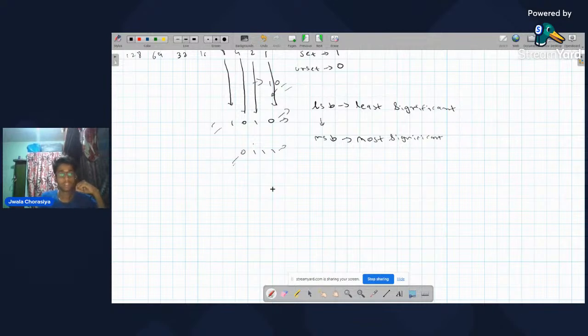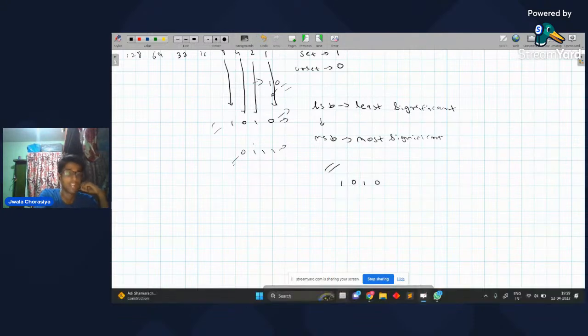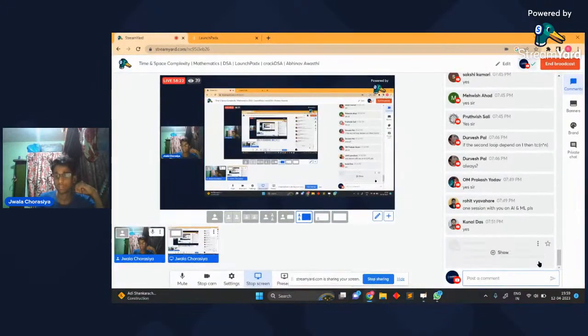Okay, so let's say in a question they have given you this 1010, and they have asked you to count the number of set bits in this binary number. So how will you do it? You have to simply count the number of set bits. Can anyone in the chat box tell me how I will do this?